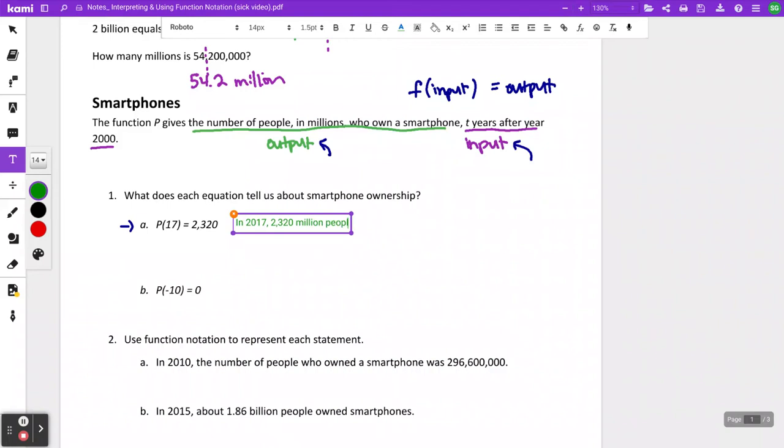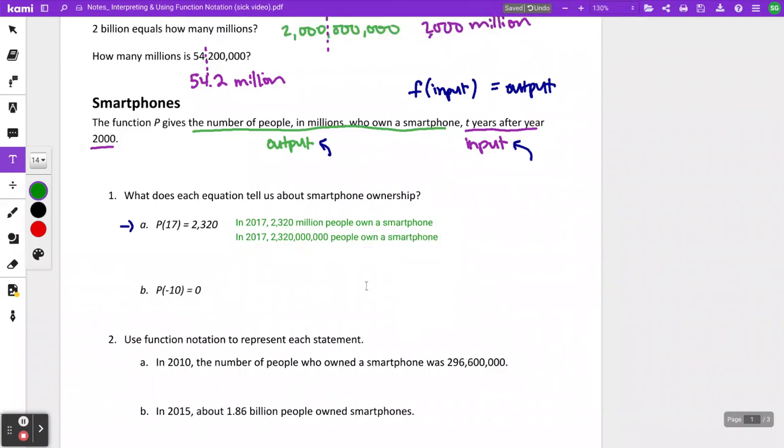If 2,320 million people own a smartphone, that must mean in 2017, 2,320 million is going to look like this. I know when I see that word million, I'm adding those 6 zeros, right? So we get 2,320 million is going to look like this number, which is actually 2,320,000,000 people. That's a ton of people. So in 2017, 2,320,000,000 people own a smartphone.